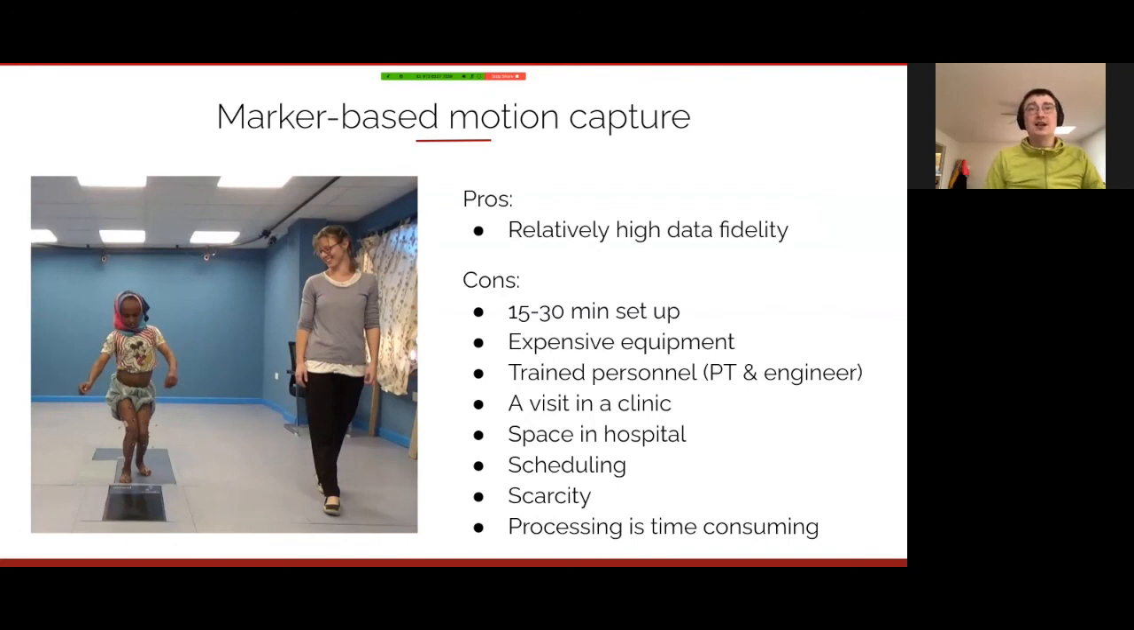You need space in the hospital. For hospitals, that's a scarce resource, an expensive resource. They could put beds in the hospital and make more money on that. So even from an economic perspective, that's not something that you may want to do. There are scheduling issues. You cannot have two patients at the same time. There's scarcity of all those resources, and processing takes time for an engineer. So that's, again, expensive.